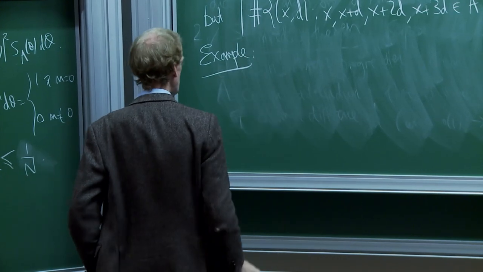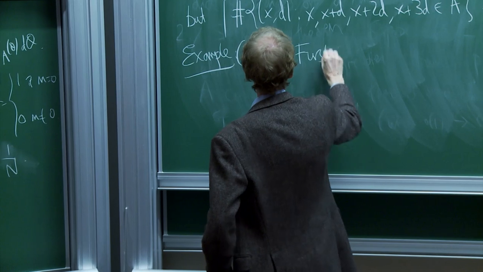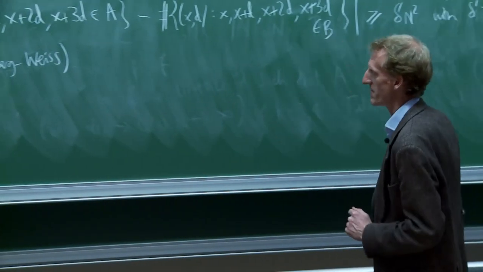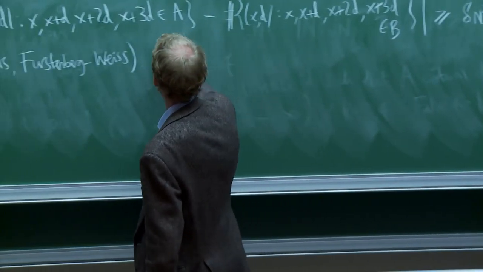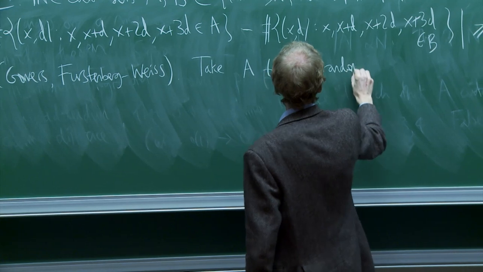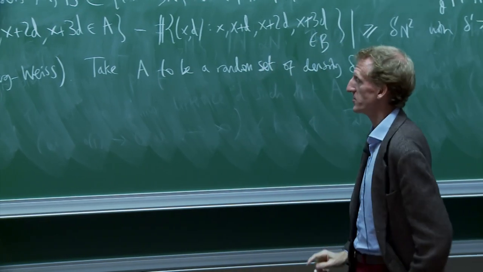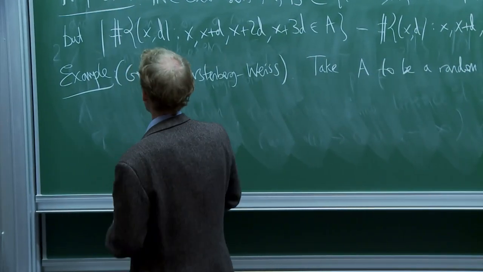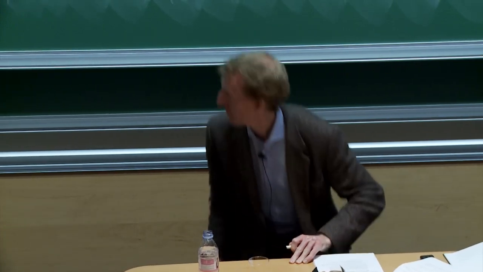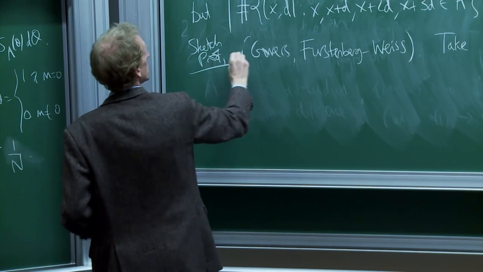And the example here motivates the whole theory, in a way. It's due to Gowers, but it was in a very related context of ergodic theory. It's due to Furstenberg and Weiss. I'm going to describe a slight variant on their example. So I'll just take A to be a random set of density delta. I should say this is going to be a sketch proof rather than an example. So sketch proof. Let's fix delta.